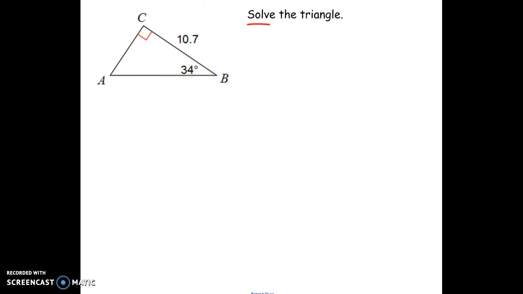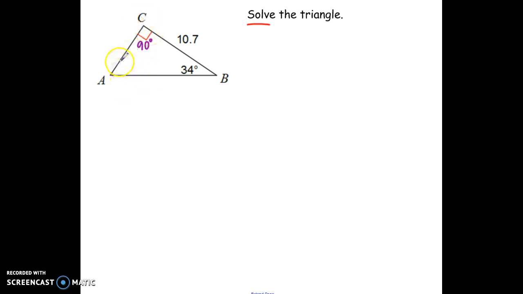So the first thing that we can do is pretty easy. We know that all angles of a triangle should add up to be 180 degrees. Because of the right angle, we know that that's 90 degrees. We know the other two angles together should also be 90 degrees, since these two would be 90 plus this one to be 180.